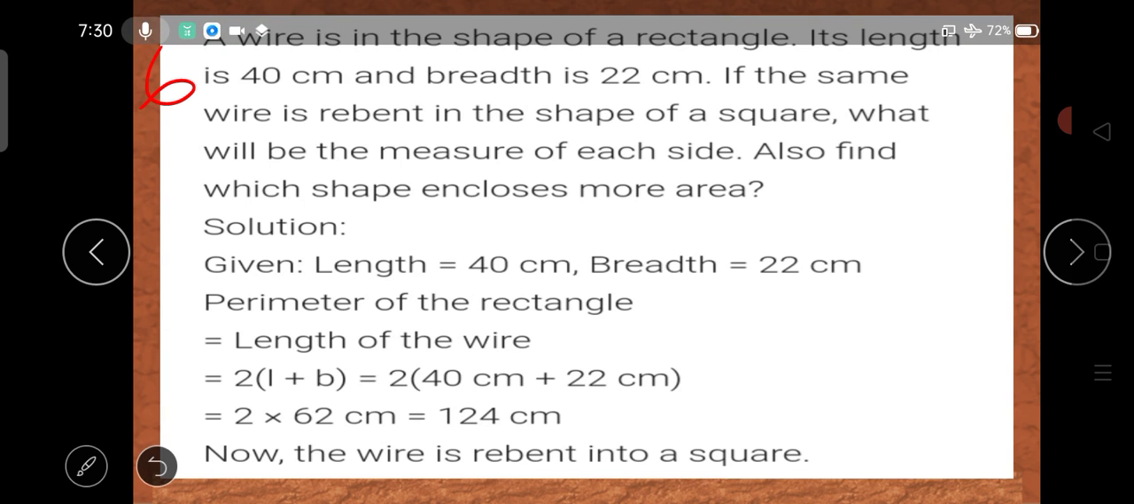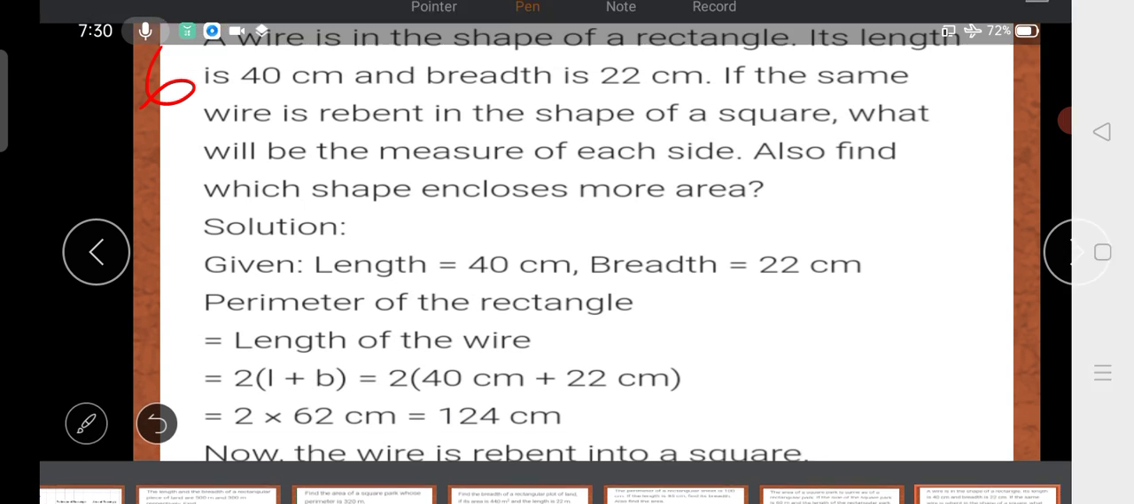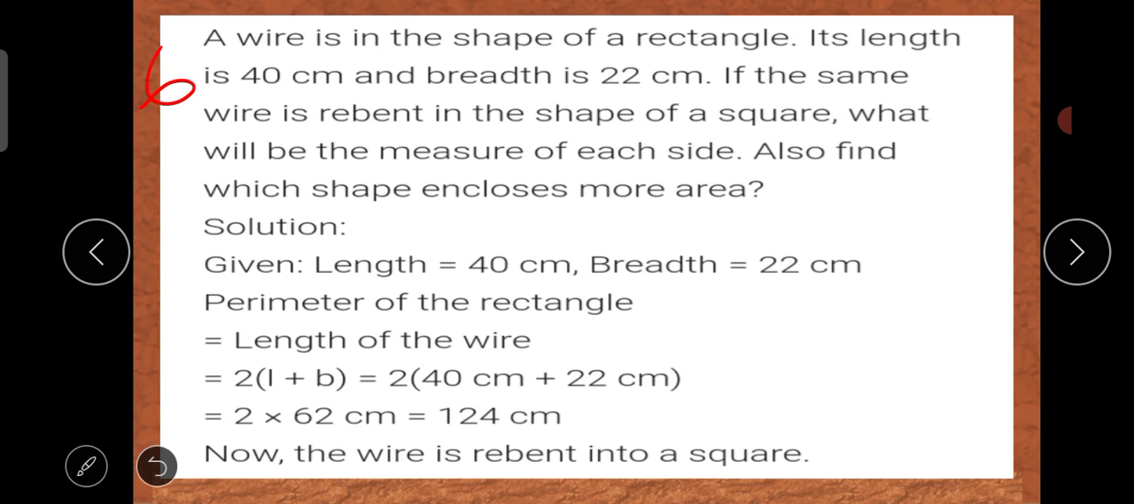Next, question number 6. A wire is in the shape of rectangle. Its length is 40 centimeter and breadth is 22 centimeter. If the same wire is rebent in the shape of square, what will be the measure of each side? Also find which shape encloses more area. So here we have to find which shape is enclosing more area. Before that we have to find the measurement of each side of the square.